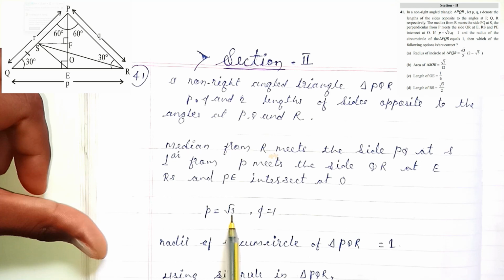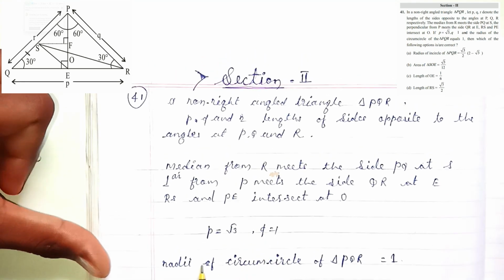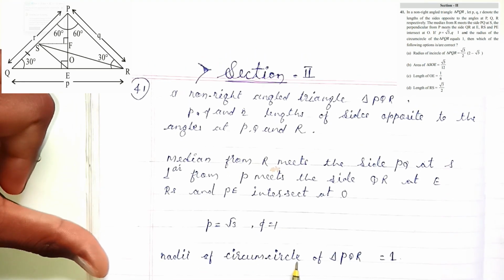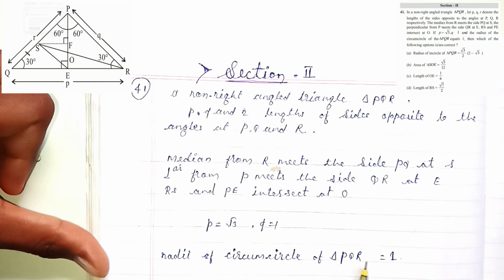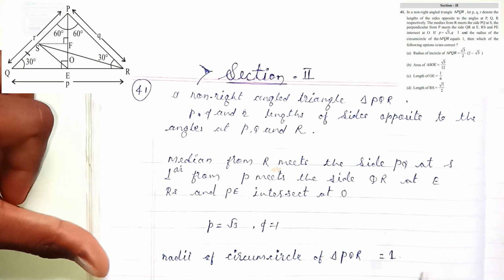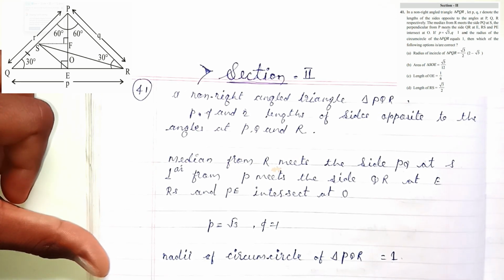The value for p is √3, q is 1, and the radius of the circumcircle of triangle PQR is given as 1. So you can see in the figure how we denote the radius of the circumcircle in our triangle. Using all this given information, we have to find the value of small r.